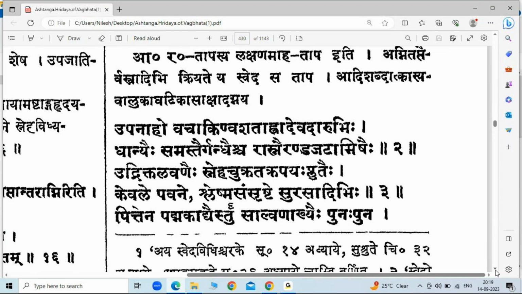Upanaha. It is called upanaha. That procedure is upanaha. What is its nature? And which are the medicines or materials used, or how is the procedure done? Vacha, kinva, shatahva, devadarubhihi. So this is a list of medicines or materials. What are they? Vacha, very familiar.